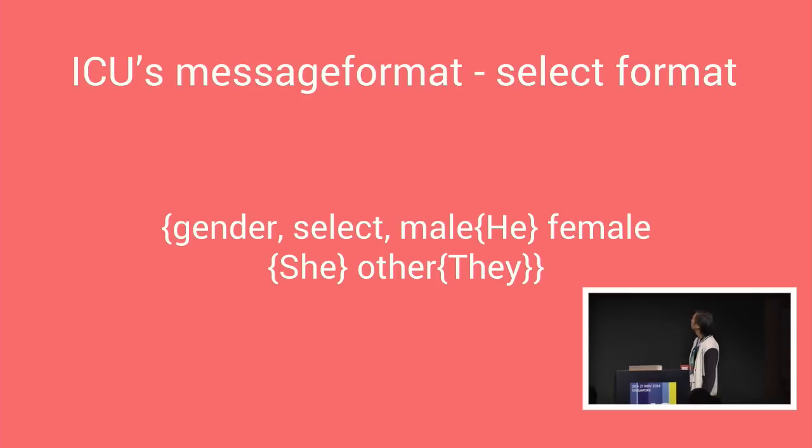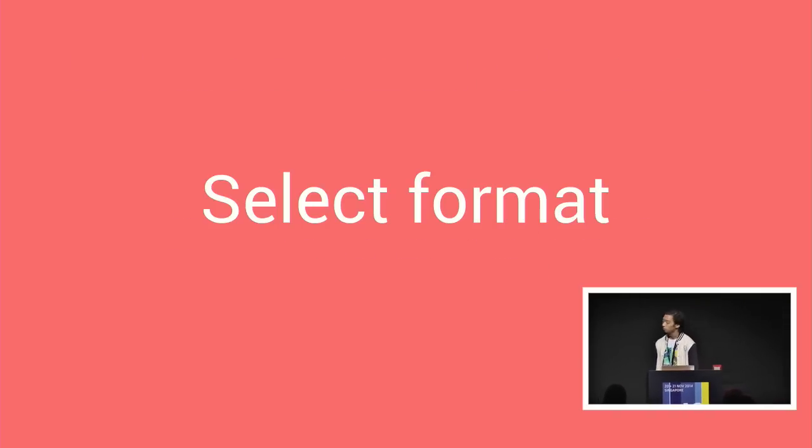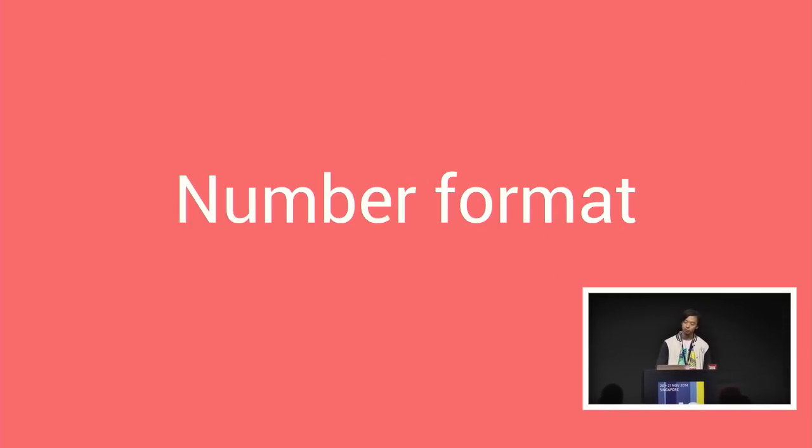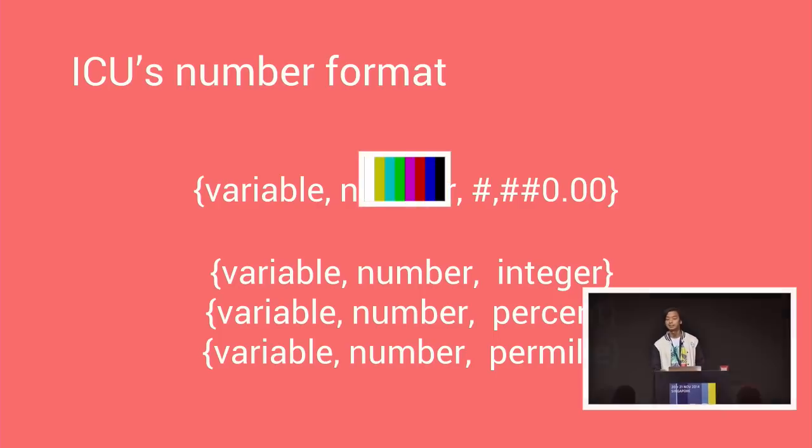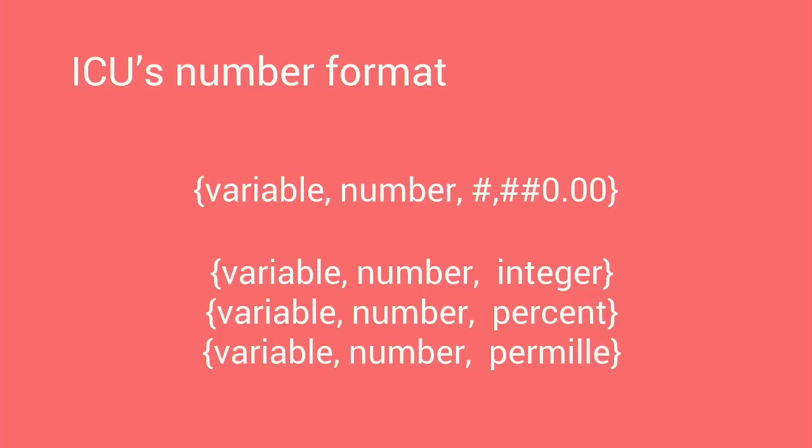And here's an example of gender context-based formatting. We pass in the variable gender, and then for the case male, we define the submessage he. For the case female, we define the submessage she. And for all others, just they. So that is select format. Let's move on to number format. This is how ICU defines number format. It's quite familiar to the other formats or markup.